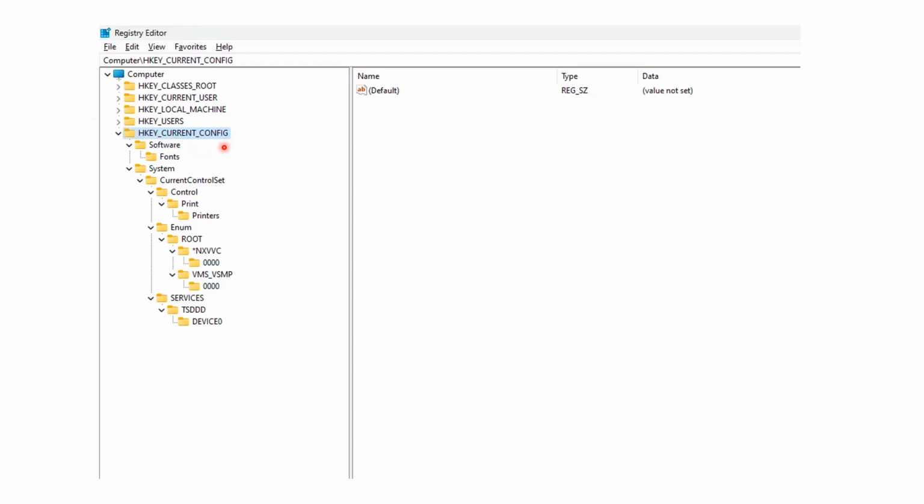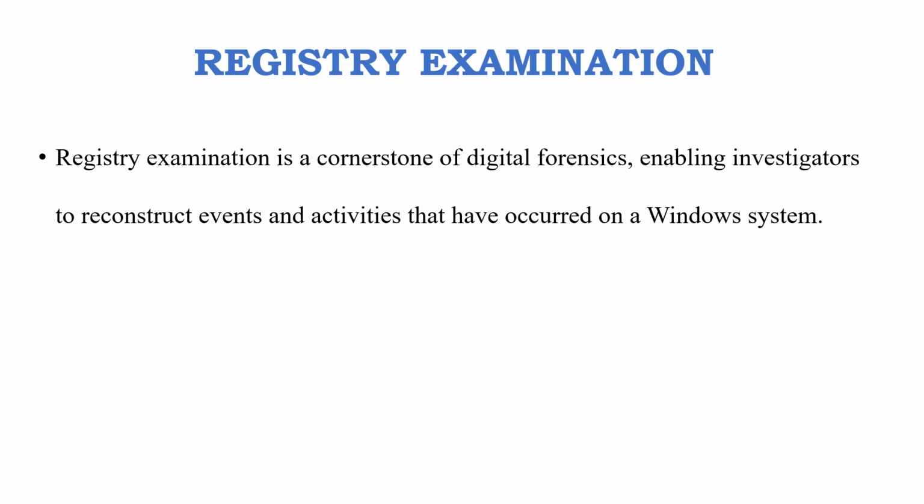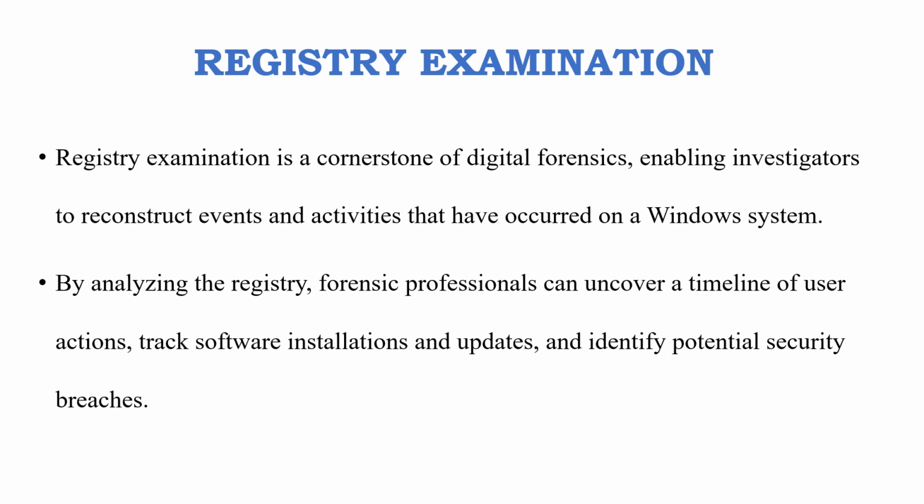So this is the current configuration hive, and this is system and software key. These are the two main keys in this hive. So the next point is registry examination. It is a cornerstone of digital forensics which enables the investigator to reconstruct the events and the activities that have occurred on the system. By analyzing the registry, the forensic professionals can uncover a timeline of user activities, track the software installations, updates, and identify any potential security breaches.